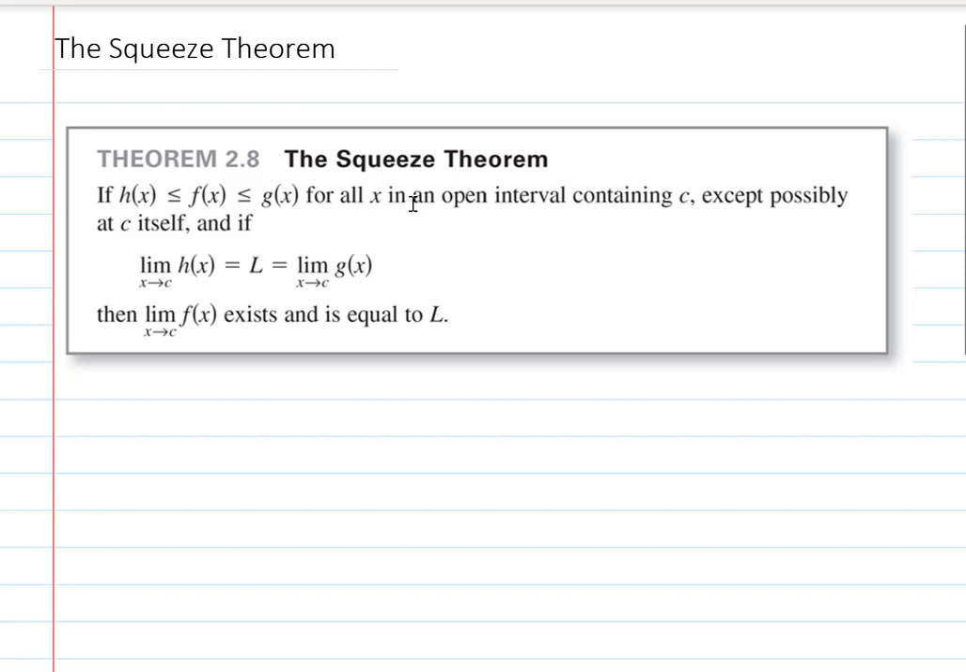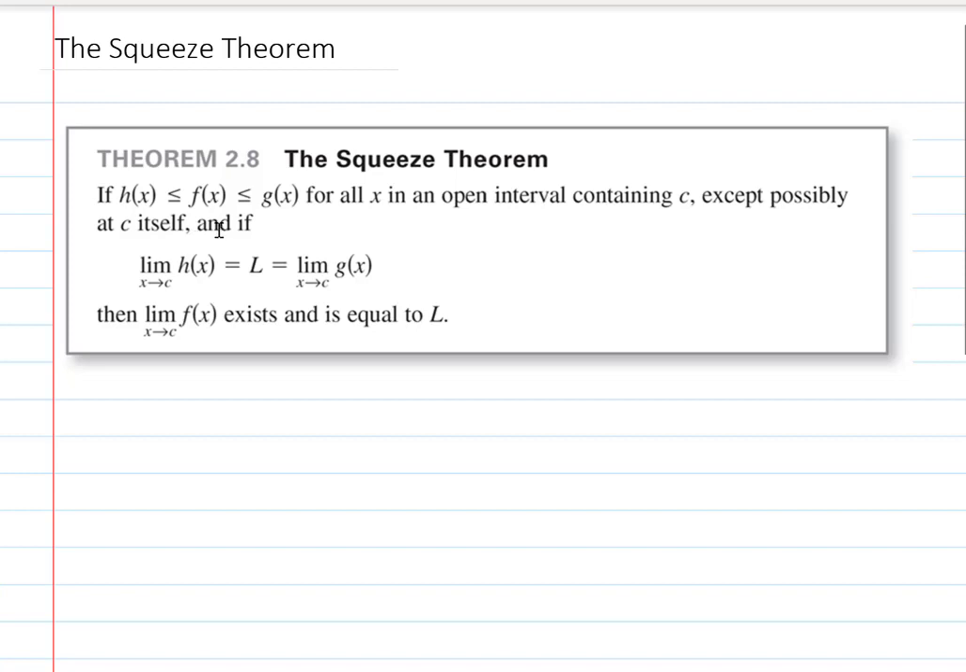So this is true for all x in an open interval containing c, except possibly at c. So you're going to see a lot of this, except possibly at c, because remember, it doesn't have to be defined at c. There could be a hole there, and still the limit exists. So that's why you always get that part.